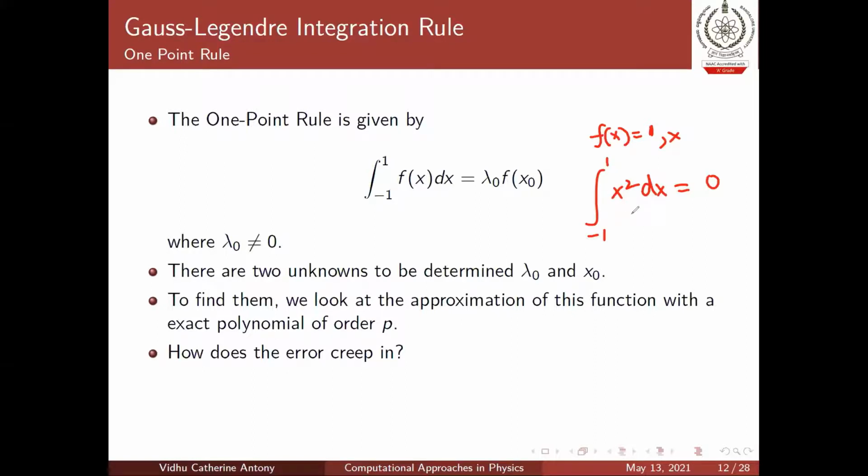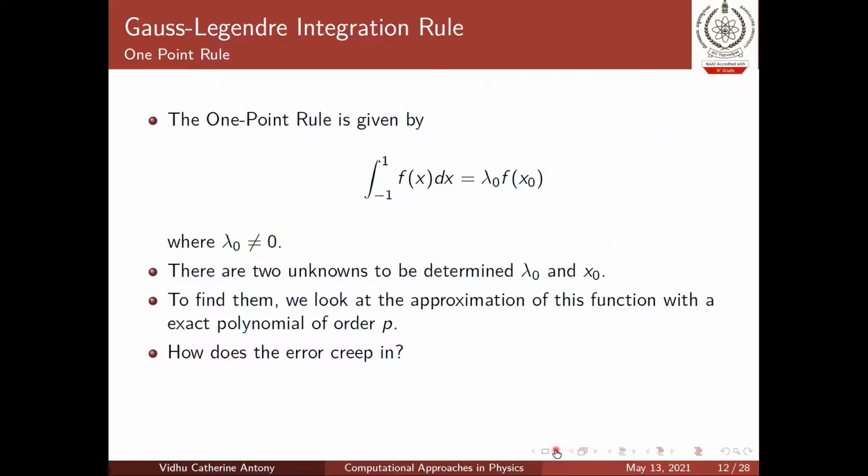But when you're doing it using the 1-point rule, because it is out of the bounds of that particular polynomial that you've used to calculate this 1-point rule, it's not going to be giving you the exact answer. So it's going to be giving you 0.